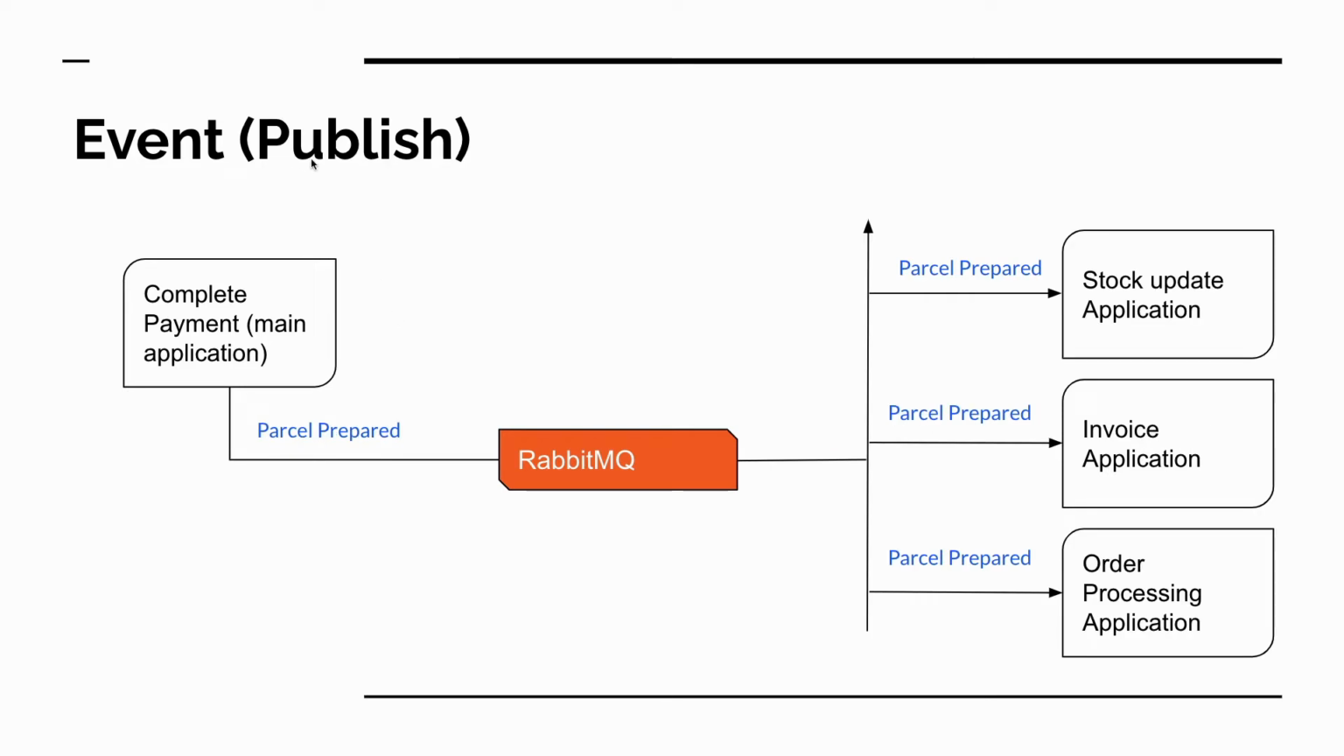Okay, and event means when a payment is completed, you fire an event: parcel prepare, then update stock. You see the three applications are running, and there are multiple listeners. Okay, so the same event has multiple listeners, and you can compare an event with a football match. When a television company broadcasts a football game, then multiple users watch the television. So that is only a single game, but the listeners are huge. In that type of scenario, the event publisher is used.